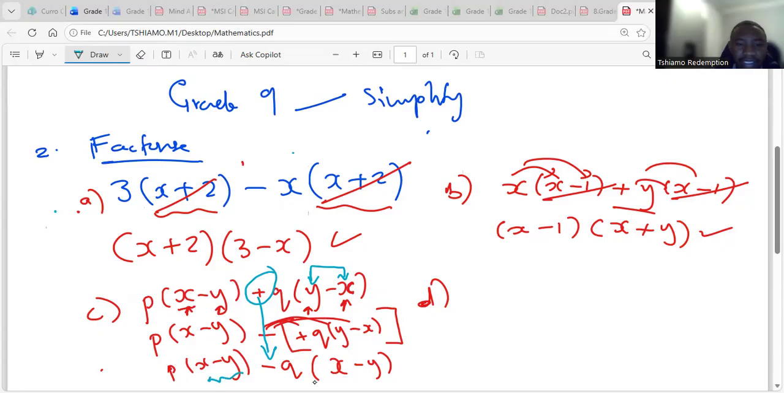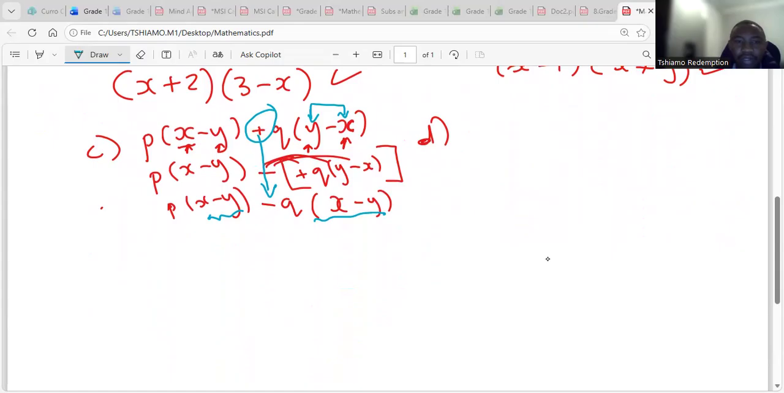These brackets are the same. I have a common bracket. Therefore, I can solve it as the common bracket is (x − y). This is a common bracket. And then what am I left with? p − q. That becomes your answer.